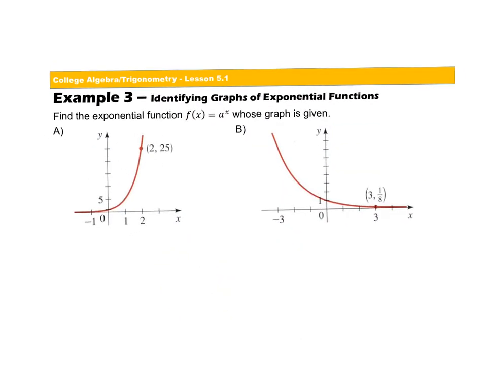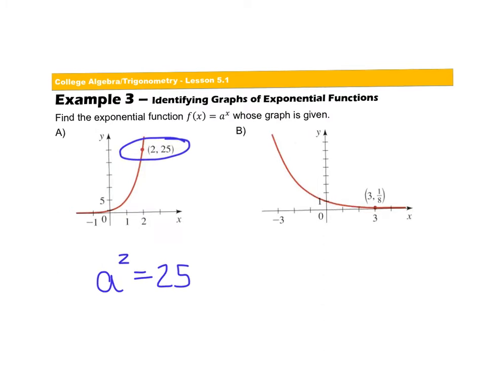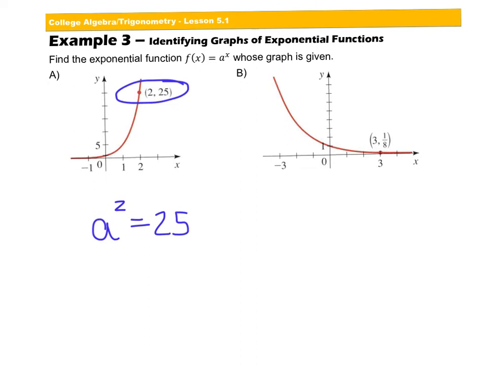Okay, so here they say figure out the function. They're figuring out what a is, right? What did I plug in for x? What's the x value of the ordered pair, guys? Two. And what did I get out for the y? 25. So watch, you guys know how to solve an equation. If I wanted to get a all by itself, what would I do? Take the square root. A equals what? Positive. Right. We're going to go with just positive because if it's negative, that means it would be a reflection. We'll talk about that later.